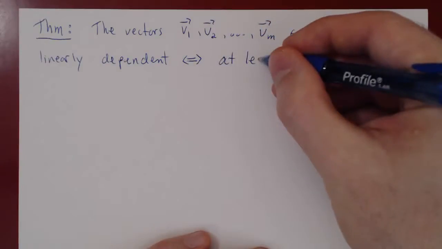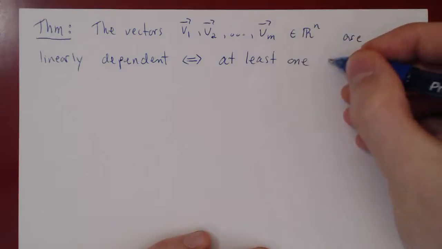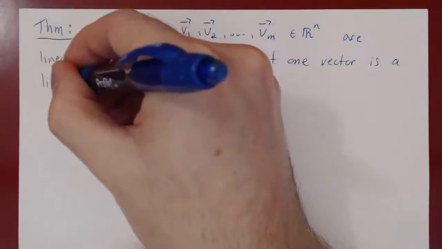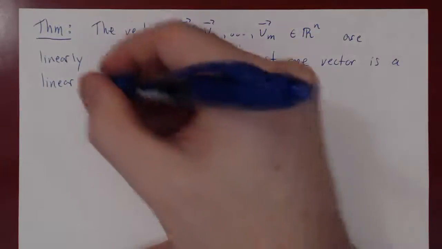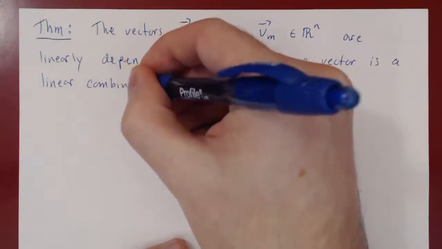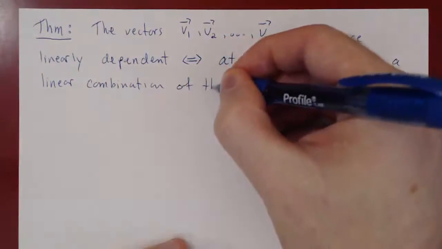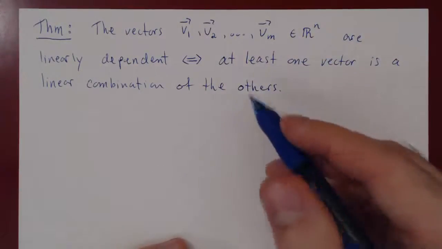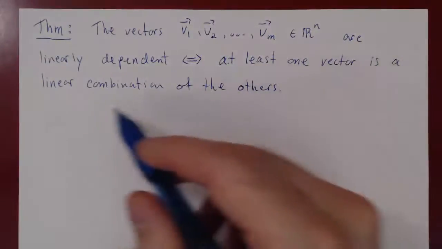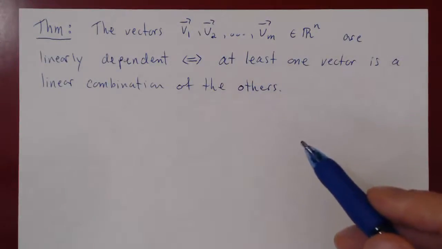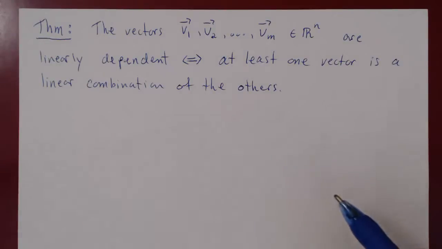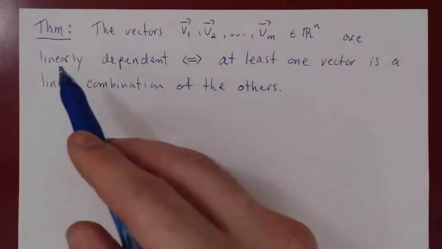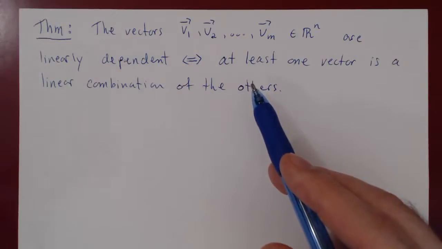So at least one, and then the word dependent makes perfect sense. Because if one vector, at least one, is a combination of the others, then you can build that vector from the other vectors. So of course that vector depends on the other vectors. And this is a perfect equivalence. Therefore, the two statements may look like we're saying something different, but they're either both true or both false.